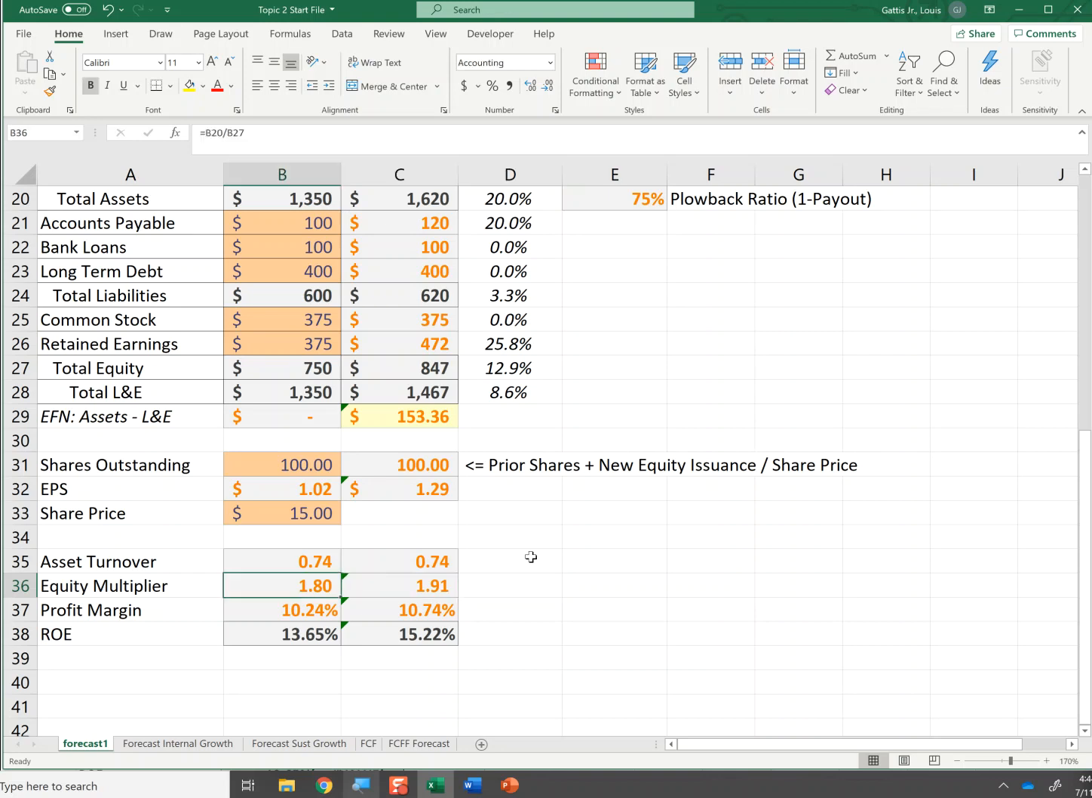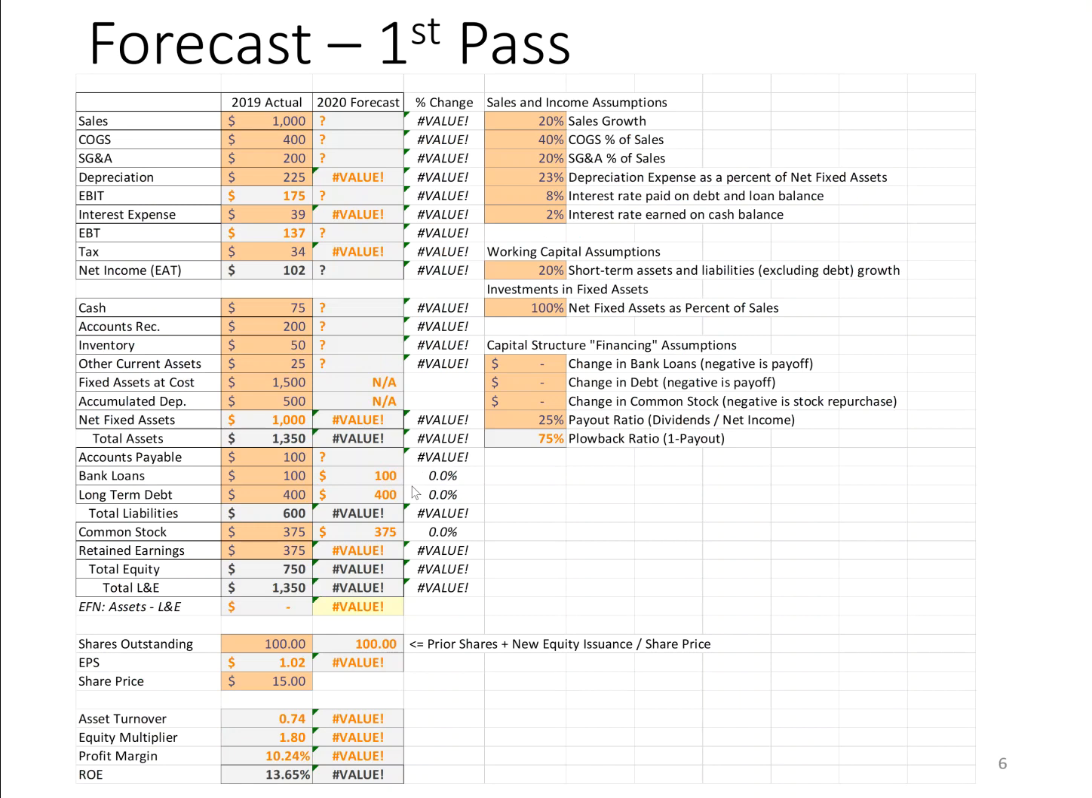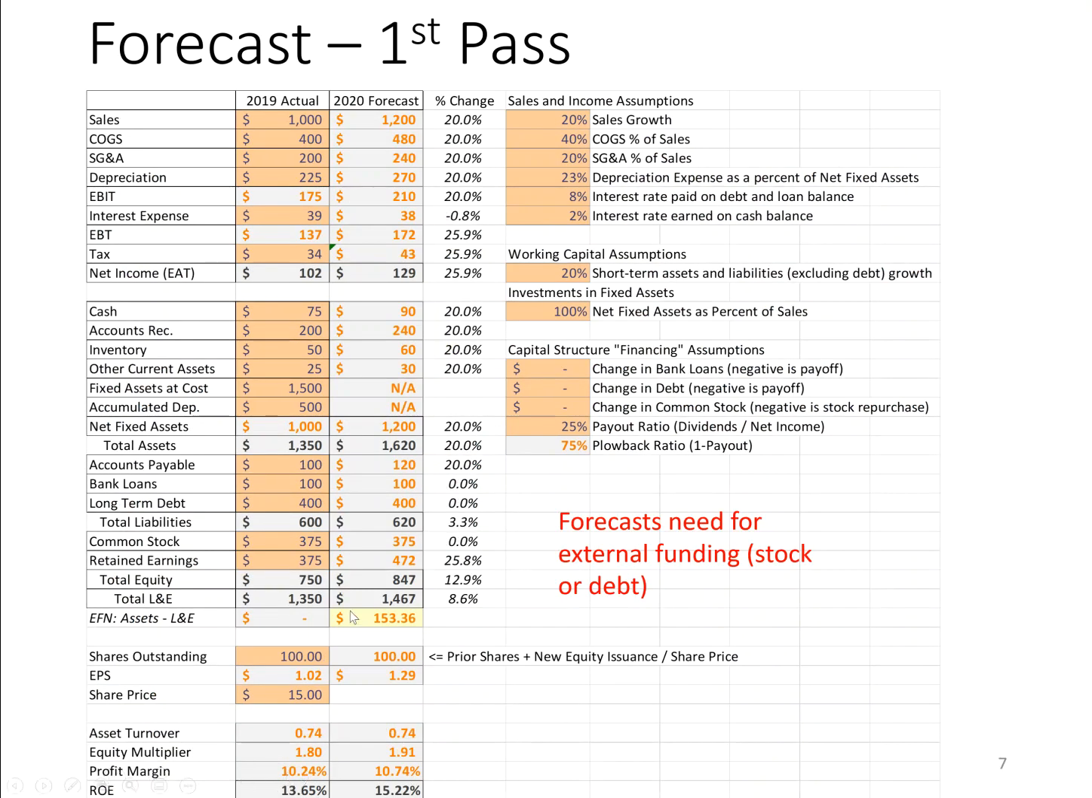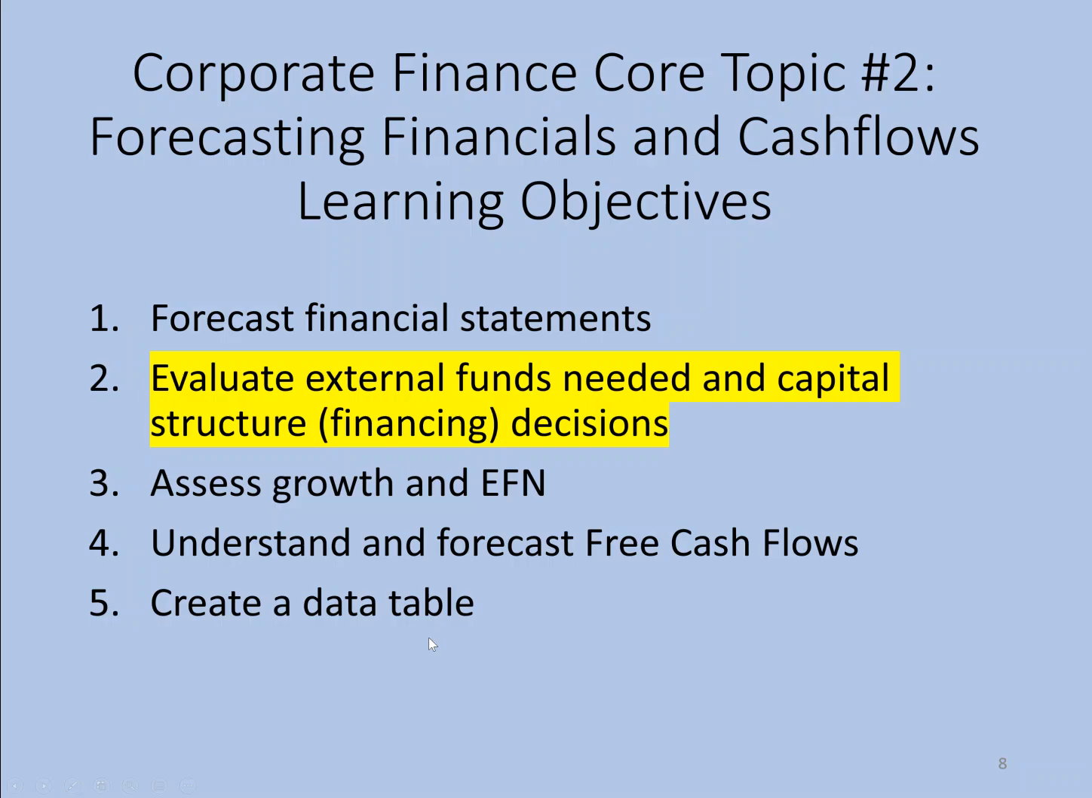So notice if we just change this number to 1.8. What if leverage didn't change? Well, then we're a little bit closer to last year's ROE. So the big driver is I'm forecasting that leverage is going to increase, which is going to increase the ROE. So that's our first pass. There's our additional funds needed, 153. And in the next topic, we're going to evaluate that external funds needed and talk about capital structure or financing decisions.